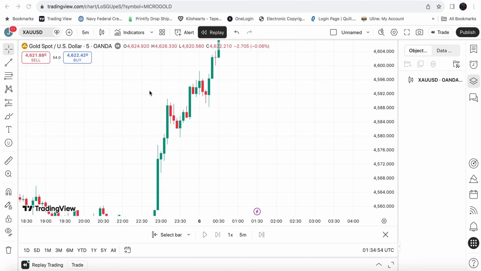So let's get started. I start on a higher time frame to determine my bias. I look at the 4-hour chart and the 1-hour chart to establish my direction.